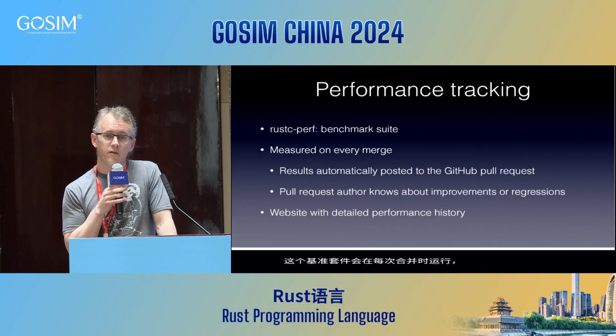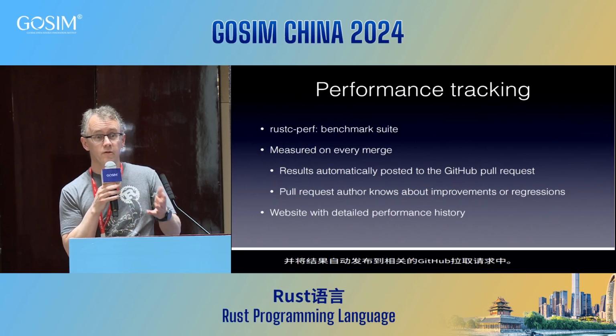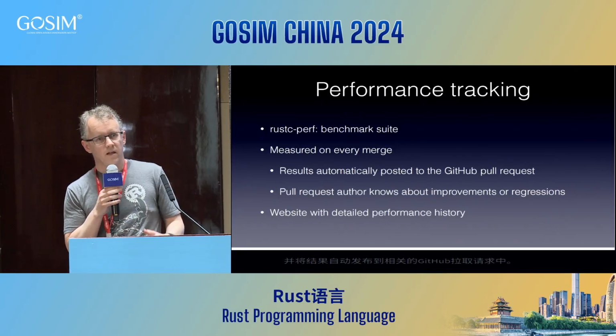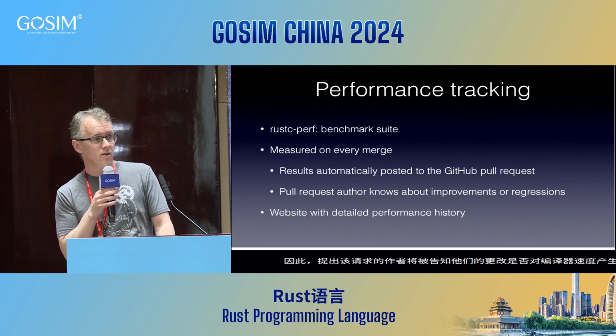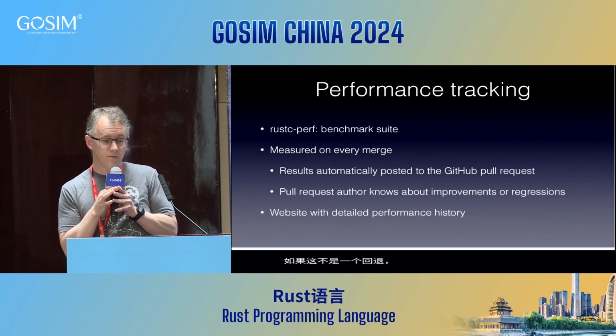And so the author of that pull request will be told whether or not their change had an impact on compiler speed. Perhaps you improved it, perhaps it was a regression, or perhaps it was neutral. And if it is a regression, then maybe they can consider reverting the change, or they could perhaps investigate and see if they could win that speed back. Rustc perf also has a website with some detailed performance history that you can look into.